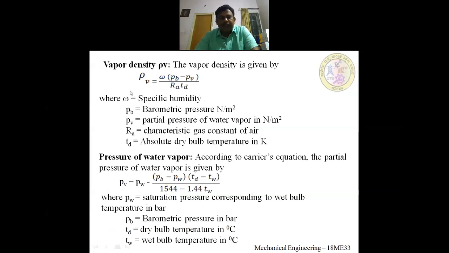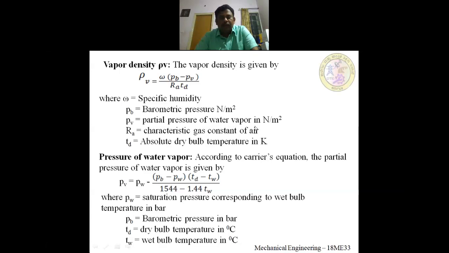Okay, so these equations you have to remember. Vapor density rho v is given by the equation omega into (PB minus PV) by RA TD. Here omega is nothing but specific humidity. PB represents barometric pressure in Newton per meter square. I have written the units also. You have to substitute in these units only.